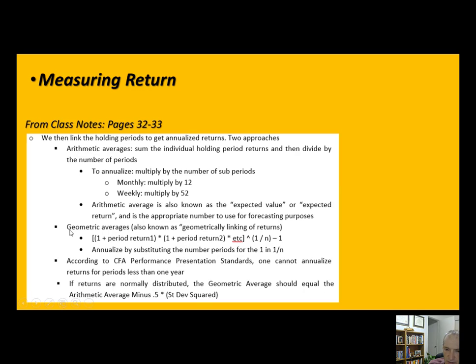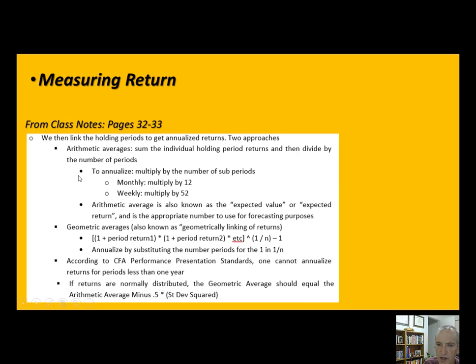The geometric is a little more complex. We'll actually geometrically link them by taking 1 plus the return of each period and multiplying that number by 1 plus the return for each other period. So there's the two approaches, the arithmetic and the geometric. One thing to know right now is the geometric average will always be lower than, or equal to, the arithmetic. So the geometric is almost always lower. Occasionally it can be equal to the arithmetic average. So be aware of that on the exam. If you get a higher number for the geometric average than the arithmetic average, you did something wrong in the math. It's mathematically impossible to get a higher geometric average.